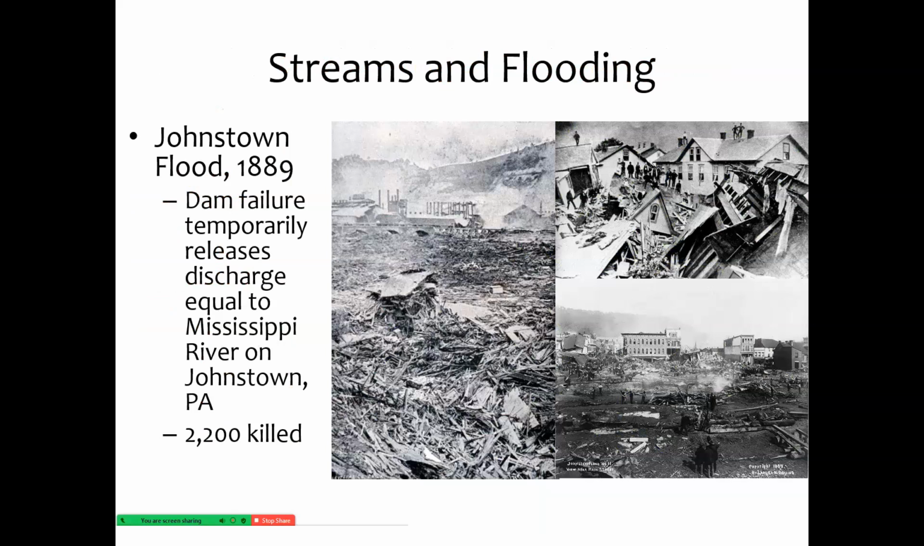This Johnstown flood that I had mentioned was a dam failure in Pennsylvania. Who was it? I'm forgetting. It was like Andrew Carnegie or Mellon or Rockefeller, or one of those folks had built this dam up here to hold back a lake to have like this nice resort area. And then there was this mill town below it, Johnstown, but the dam failed. As a result, it temporarily released discharge equal to the Mississippi River. It picked up whole houses, whole buildings, and just blew them away. It killed 2,200 people, all because we built a faulty dam.